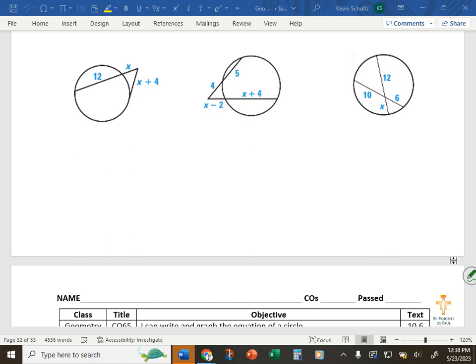So the part times whole, we've got 4 times 9. Not 4 times 5, that'd be part times part. 4 times whole is 4 times 9. And that's equal to the part of our second secant on the outside, x minus 2, times, isn't it 2x? What's the whole thing?